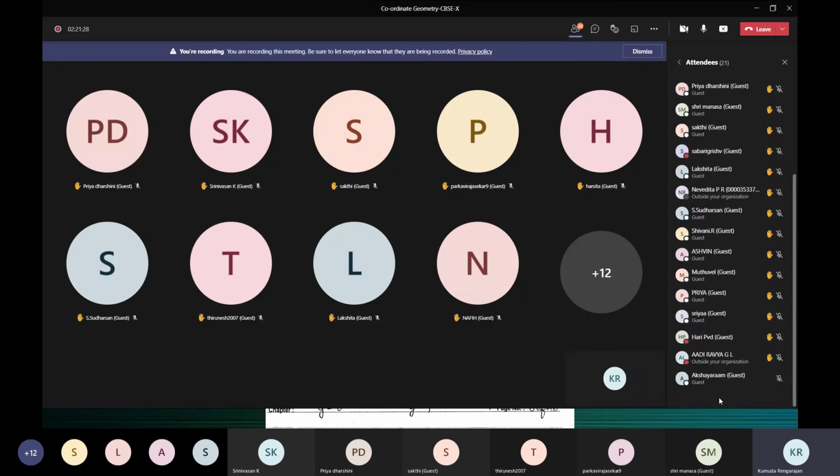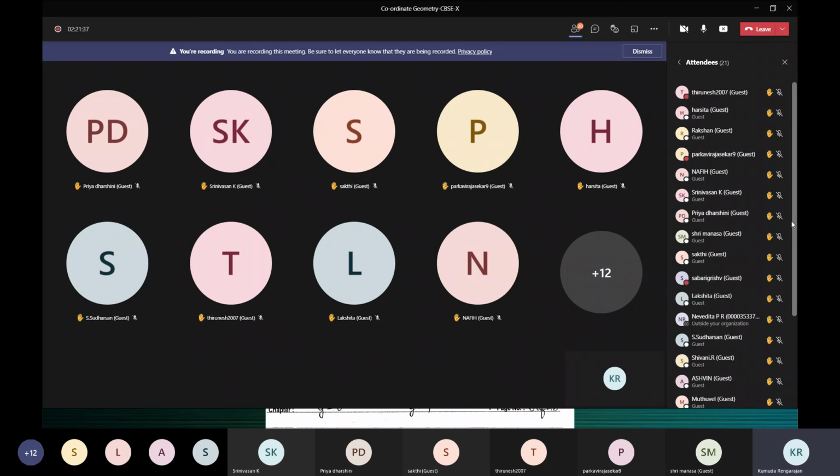So that's Akshay Ram, Adiravya, Hariharan, Shriya, Priya, Muttuvel, Ashwin, Shivani, Sudarshan, Nivedita, Lakshita, Shabarigrish, Shakti, Manasa, Priyadarshini, Srinivasan, Nafi, Parkavi, Rakshan, Harshita, Tirunesh. Okay, Harshita and Tirunesh.